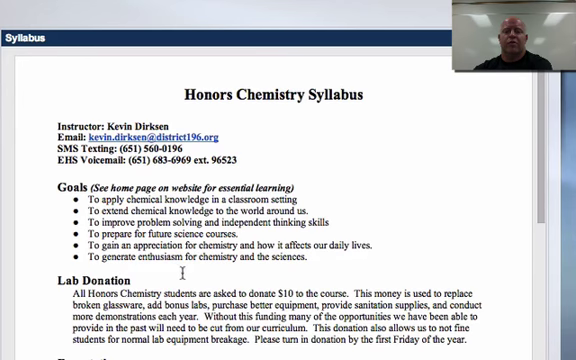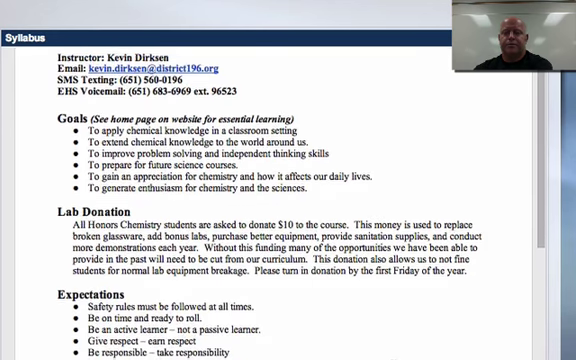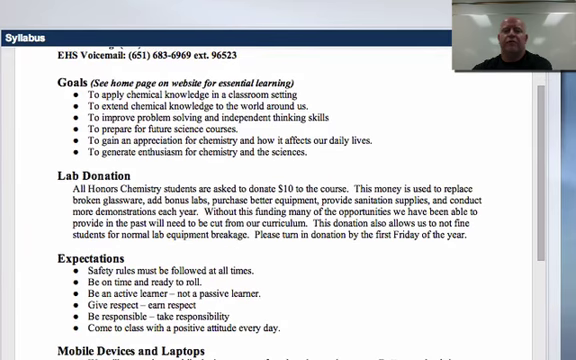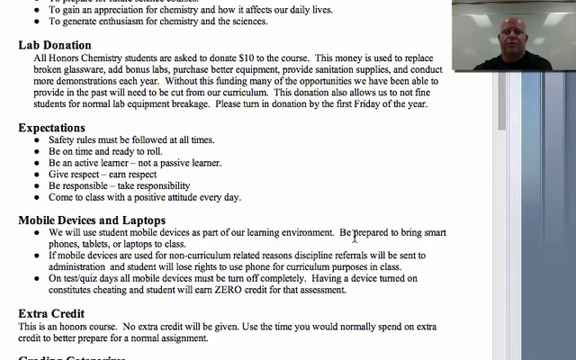And then, of course, get some enthusiasm for chemistry and the sciences in general, because this is going to be a challenging class, but at the same time, it should be a lot of fun as we go through it. One of the unfortunate things about the state we're in right now is we are not funded 100% for all the stuff that I want to do with you guys throughout the year.